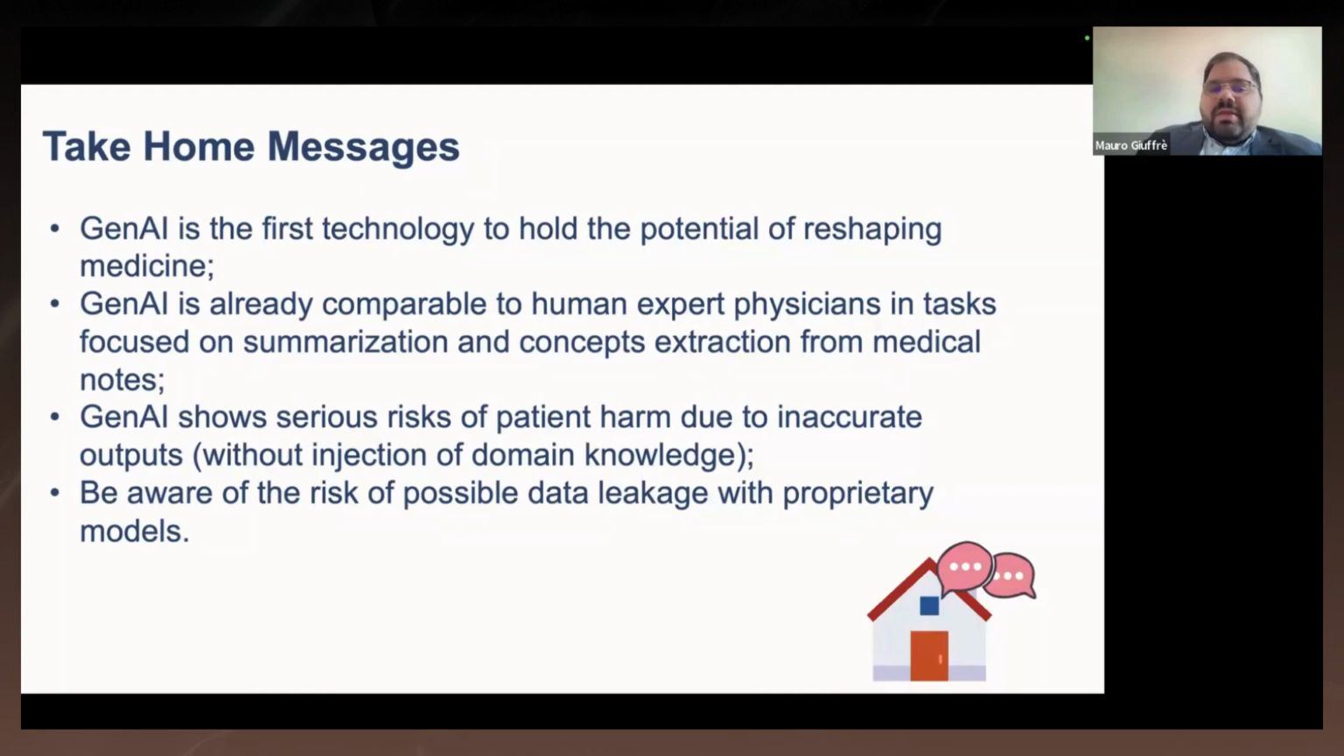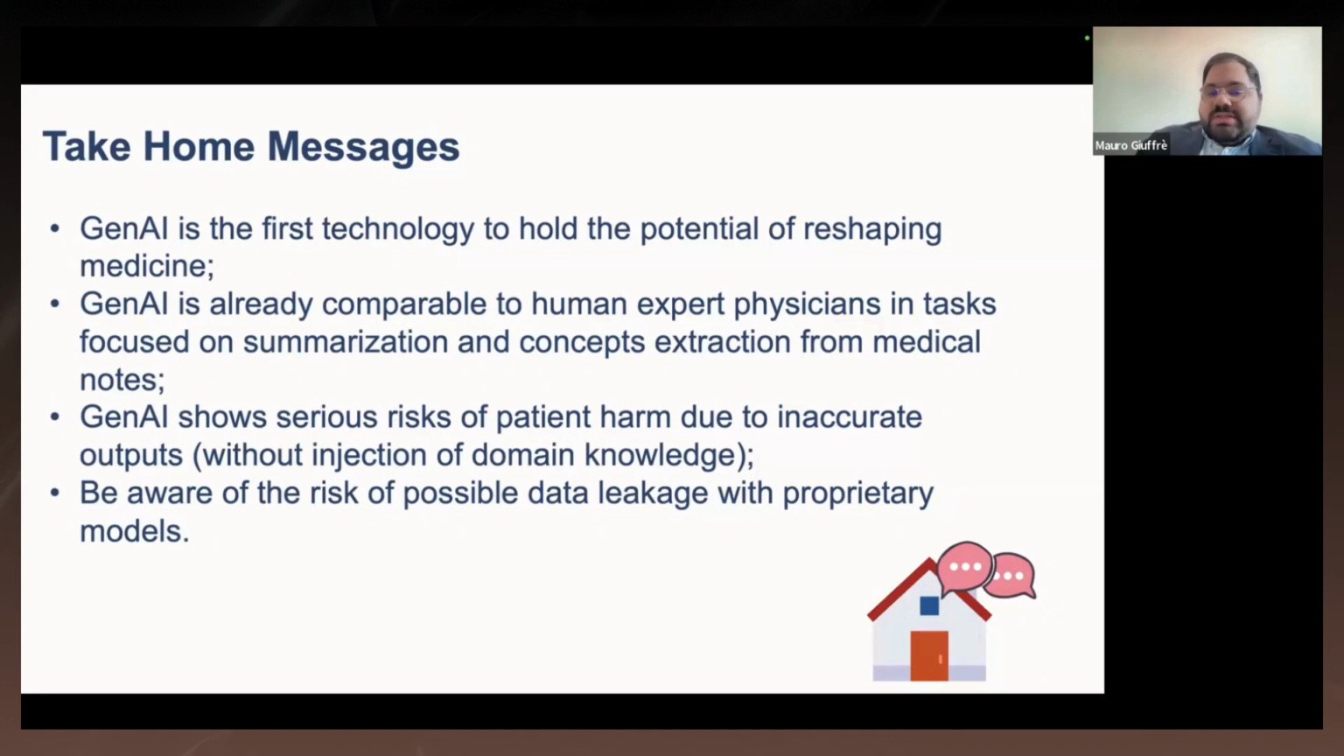First of all, we think that generative AI is the first technology that really holds the potential of reshaping medicine, because it can work at every step in our clinical support, clinical decisions, patient management, or more administrative tasks. And Gen AI is already comparable to human physicians in tasks focused on summarization and extraction of concepts.